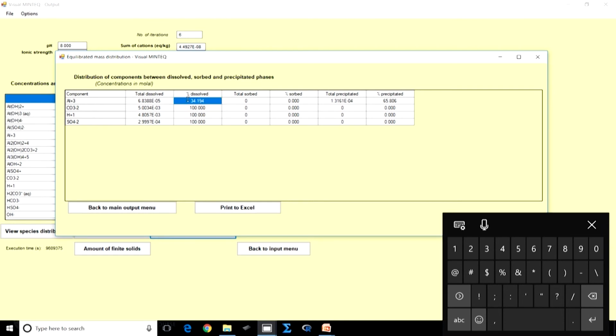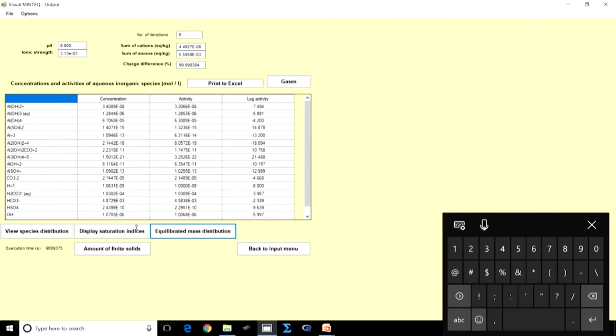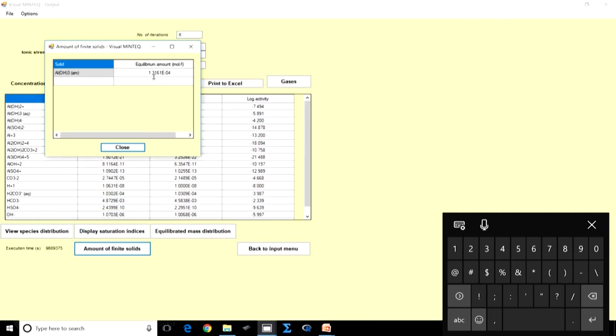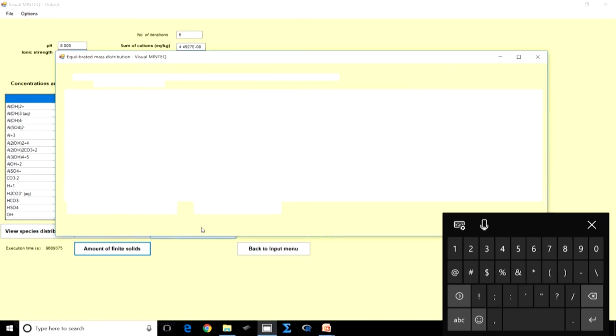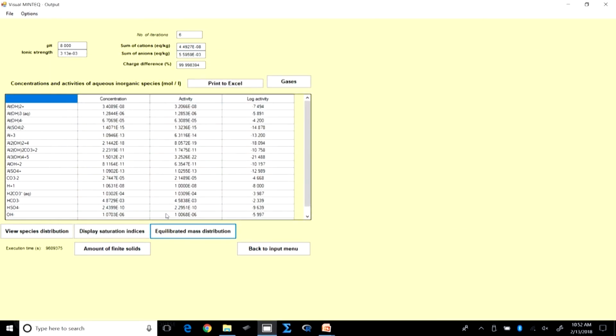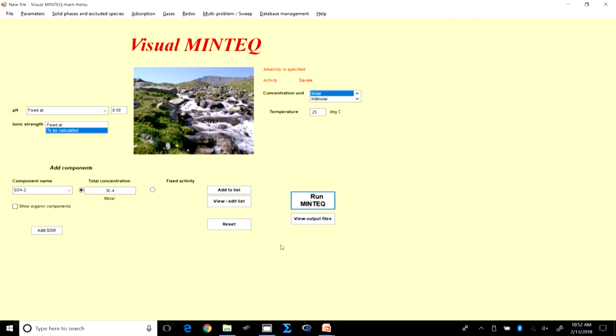And within this 35%, what is the form that's predominating? That was Al(OH)4 minus, right? So that's where we see here. All these three correspond to only 35% of Al total, and 98% of that is present as Al(OH)4 minus. And amount of fine solids obviously 1.36 into 10 power minus 4. Mass distribution, right, 34 or 35% as dissolved and 65% as precipitated. So this is obviously remarkably useful to you, right? And obviously if you need to do this by hand, that's going to be an exhaustive process, yes.